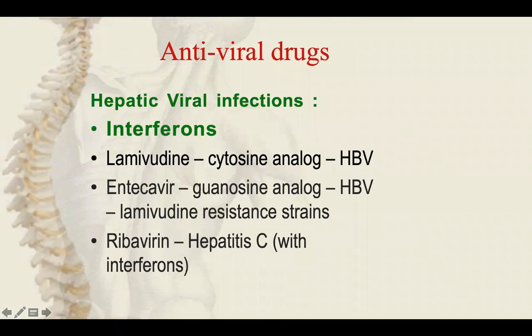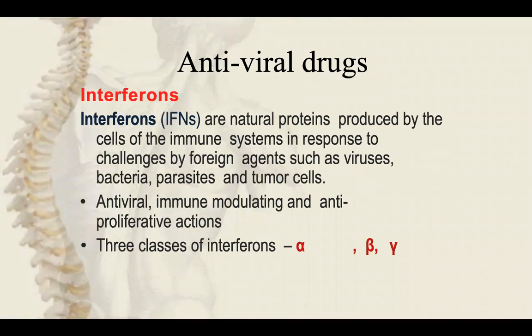Then hepatitis viral infections. Mostly for hepatitis C, interferons are used. For hepatitis B, the drug is lamivudine, a cytosine analog. Entecavir is a guanosine analog for hepatitis B virus. There are lamivudine-resistant strains. This drug is given orally. Ribavirin is also added with interferons for hepatitis C. Interferons are used in injectable forms.